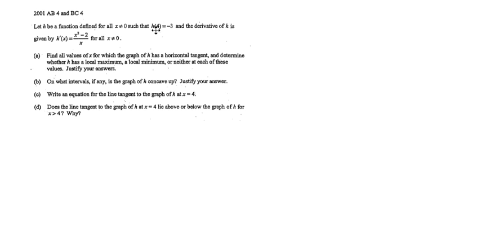Justify your answers. Well, to find our critical numbers, we're going to find the values of x that make h prime of x either equal to 0 or undefined. And since we have x in our denominator, x cannot equal 0, so x equals 0 is a critical number. I'll put critical number.